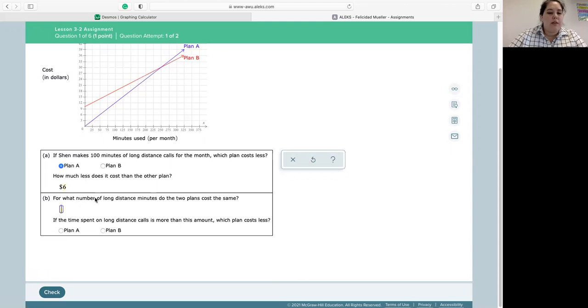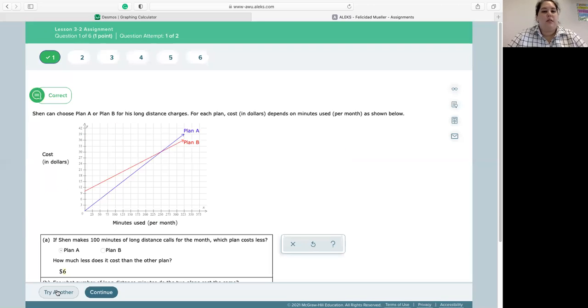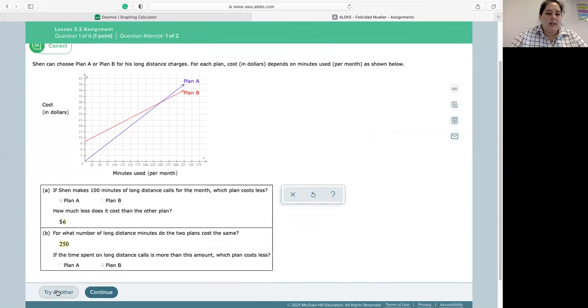And then for what number of long distance minutes do the 2 plans cost the same? So we're looking for our intersection, and it's at 250. And if time spent on the long distance calls is more than this amount, which plan costs less? And we'll see that it's plan B because it's below A after that point. And I can hit check. And that's how you go ahead and do that problem.